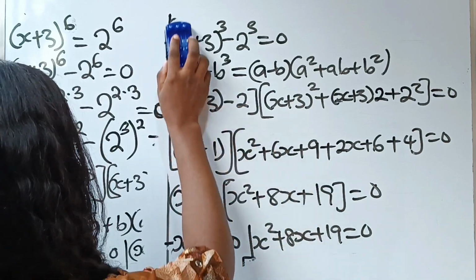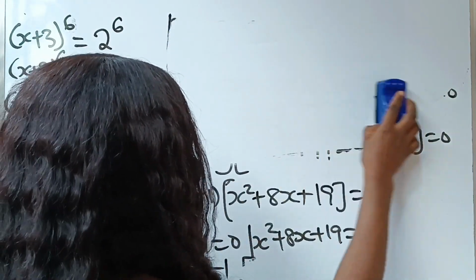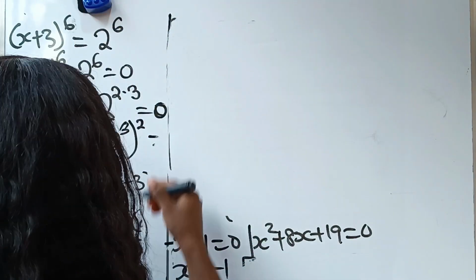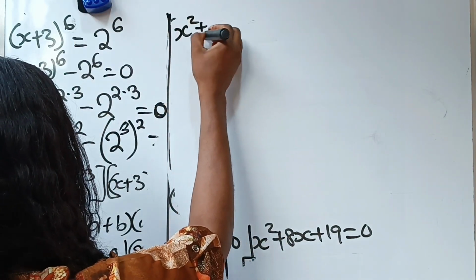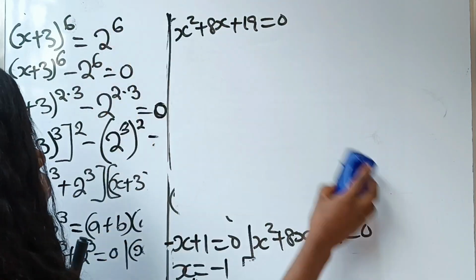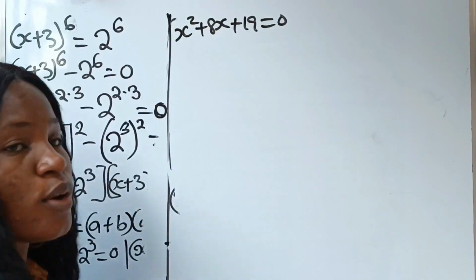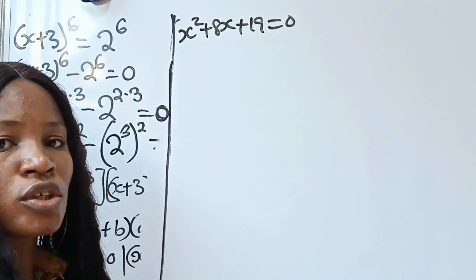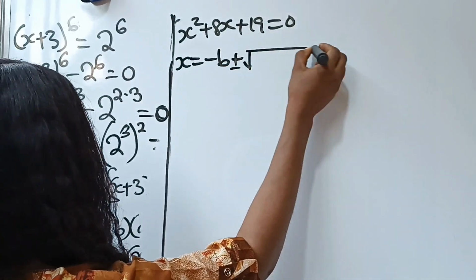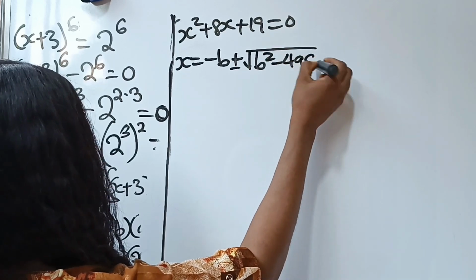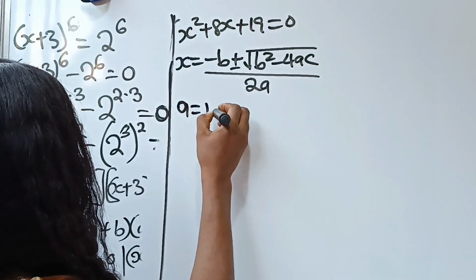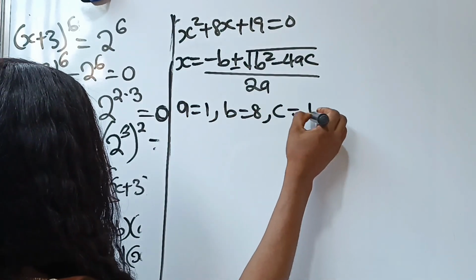Now this is what we have, so I'm going to clean this. We don't really need them anymore, so I'll clean it. Now this is what we have, that x squared plus 8x plus 19 is equal to 0, and I want to solve it using the quadratic equation formula, which states that x is equal to minus b plus or minus square root of b squared minus 4ac, everything divided by 2a. Now our a is equal to 1, our b is 8, while our c is 19.